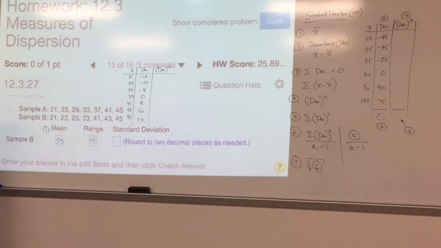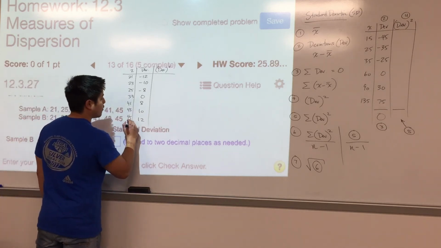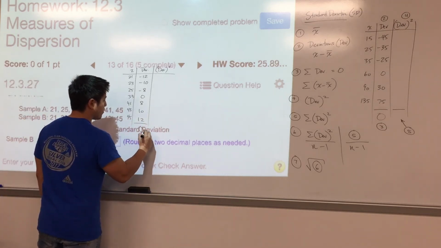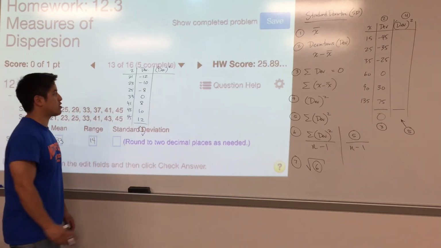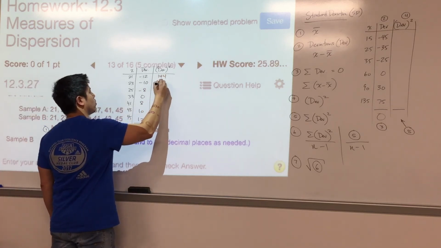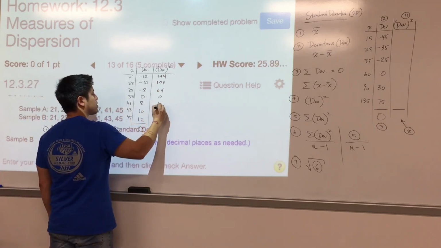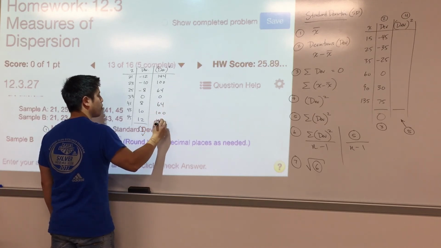Now, what do you notice here? They created another symmetric data set, but with a little bit different values, right? Okay. I think the reason why they did it this way is they wanted to show you that different data sets, even slightly different, can have the same mean, right? They can have the same mean. And of course, if you check it, sure enough, the sum is 0. Okay? So now let's go square deviations. 144, 100, 64, 0, 64, 100, and 144.